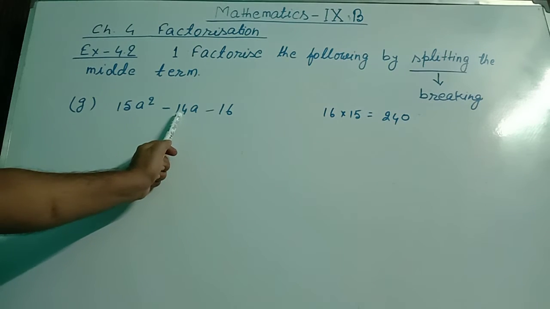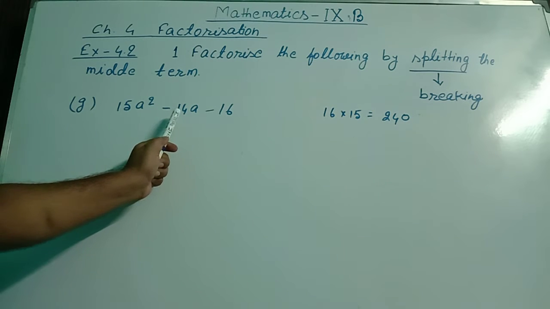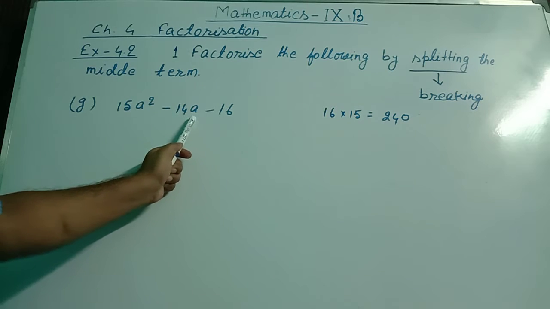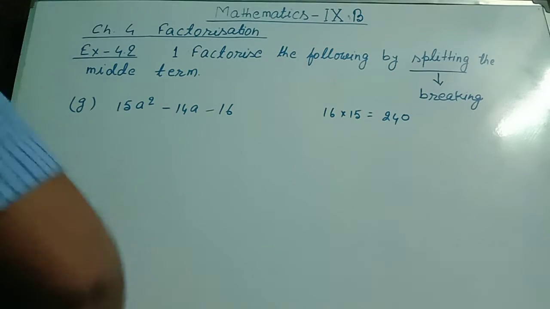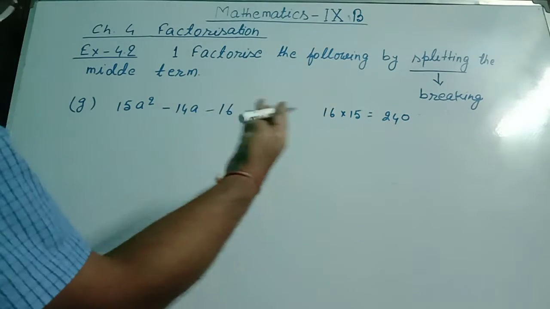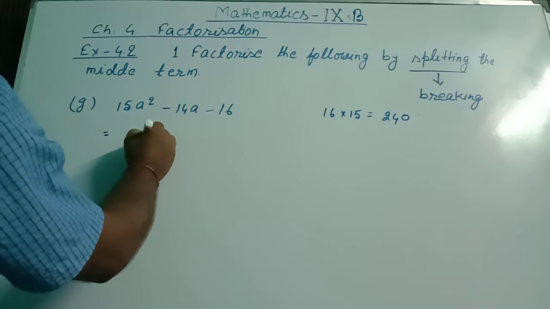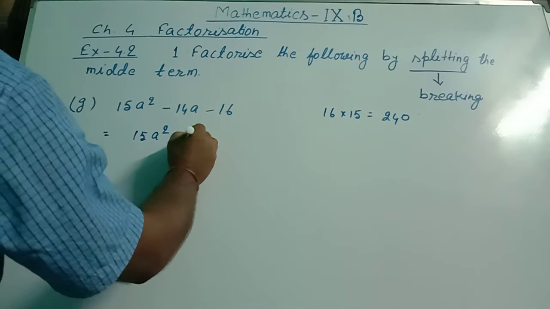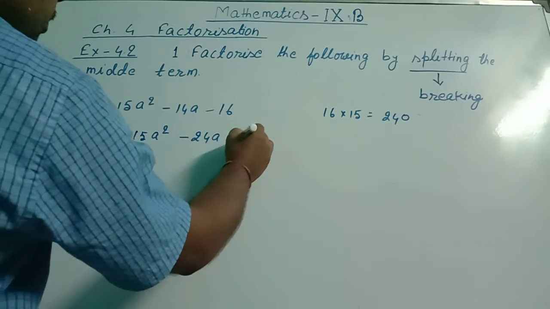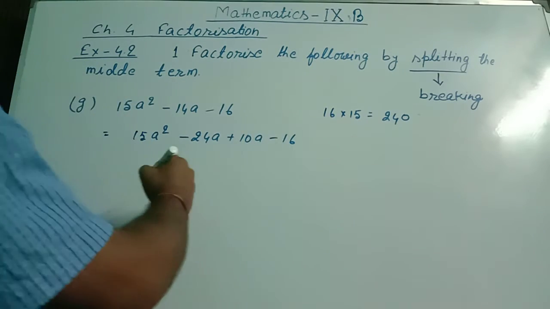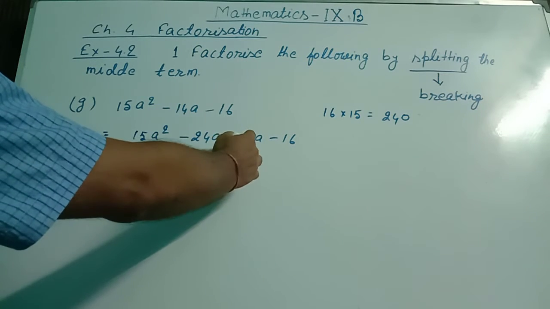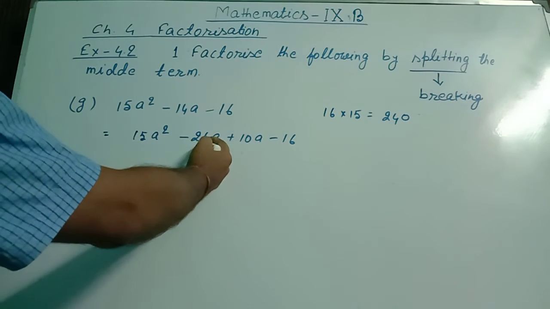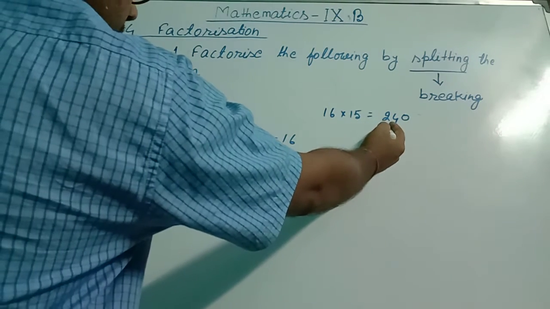Now the middle term will split in this way, that addition or subtraction of those two splitted terms should be equal to minus 14a, but the multiplication of their coefficient should be equal to 240. So we split this middle term in this way: 15a square minus 24a plus 10a minus 16. So what are we saying? This is the splitting of the middle term. Minus 24a plus 10a equal to minus 14a, and 24 into 10 equal to 240.